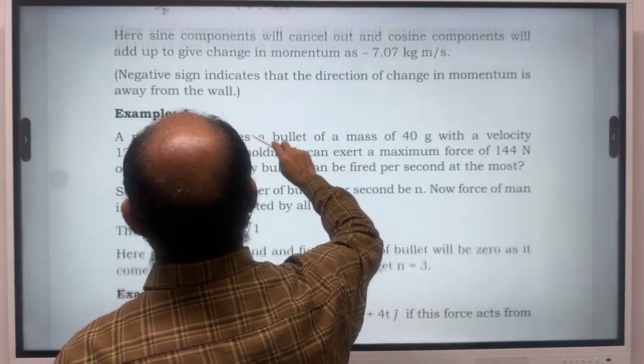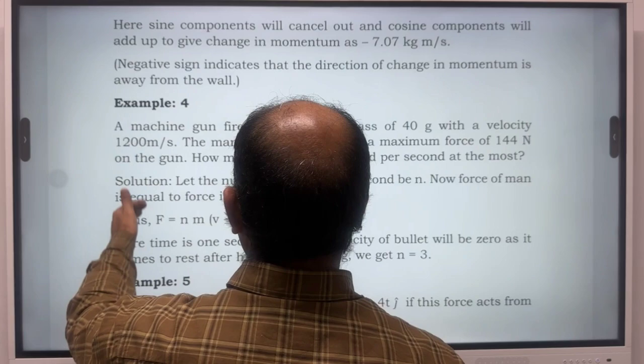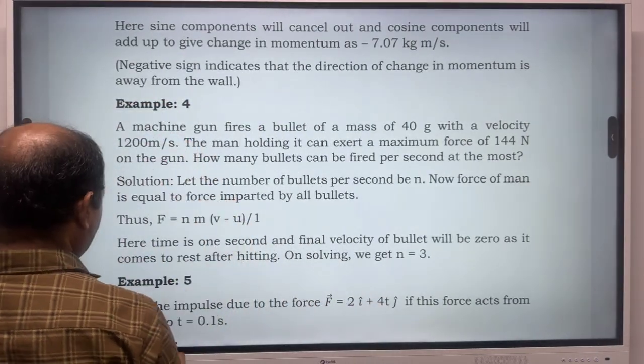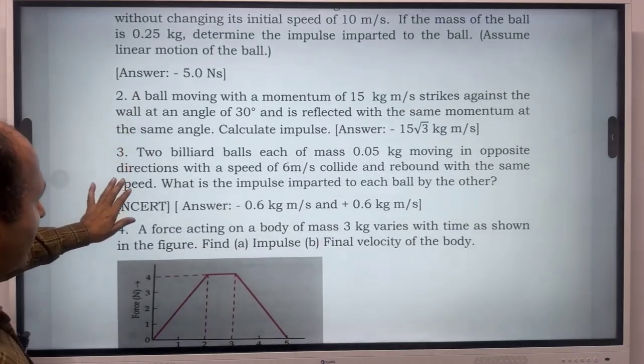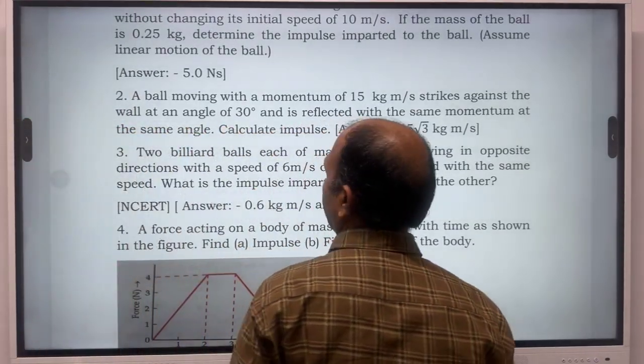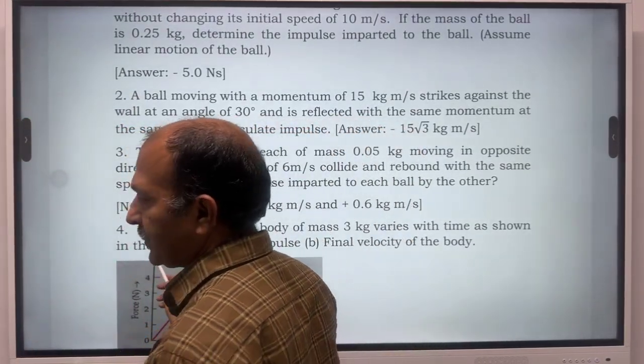And there are some more questions, so we will work on them in the next lecture. I think you must have understood the concept of impulse.